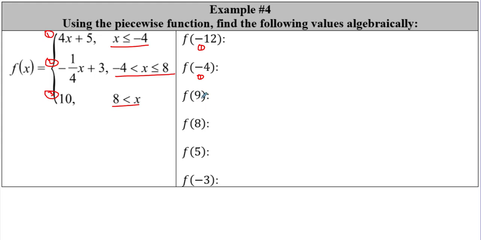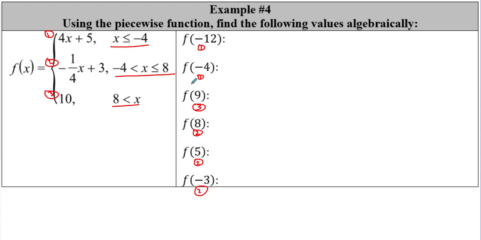All right, when x is 9, that looks like we're down here at the bottom, so that's going to be the third one. And 8, well, x is 8. It's not greater than 8, so that looks like we got to use number 2. And then when x is 5, looks like we are at number 2 again. And when x is -3, it looks like we are also at number 2.